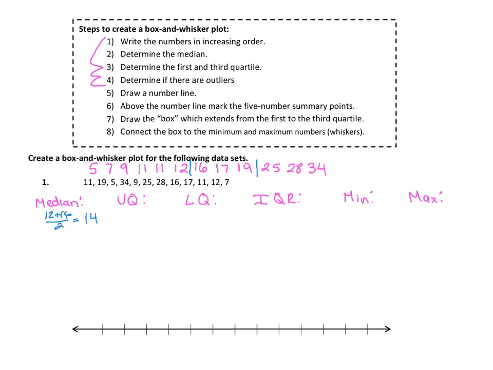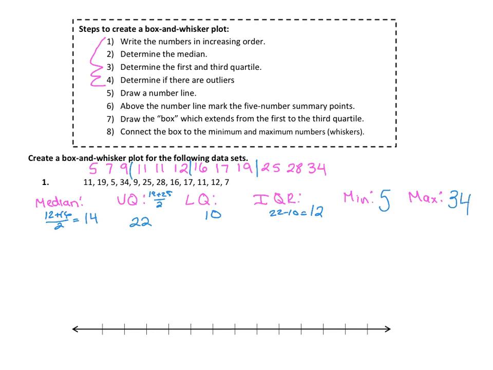My upper quartile is going to be between 19 and 25, which will be 22. My lower quartile is going to be between 9 and 11, which would be 10. And my interquartile range is going to be 22 minus 10, so it's going to be 12. My min of my data is 5, and the max of my data is 34.